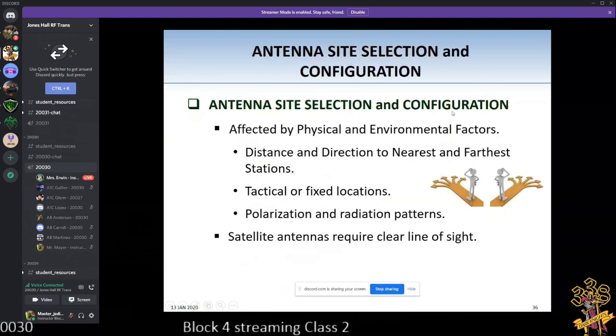Antenna site selection and configuration. Physical and environmental factors around you are going to affect your antenna selection and configuration. Before you can do anything, you have to know who you are transmitting to, what direction they are, and how far away. Are they a tactical receiver, or are they a permanent fixed receiver? Then what polarization are you going to be in? Horizontal polarization or vertical polarization? And if you're trying to do SATCOM, you have to have that clear line of sight.